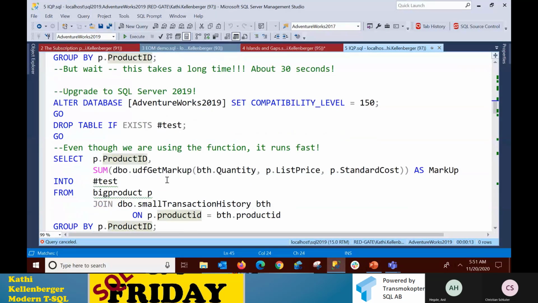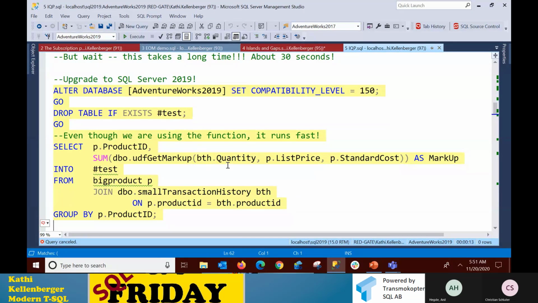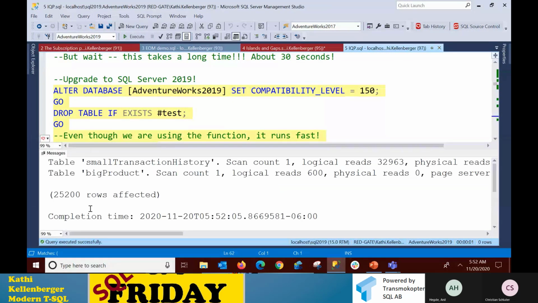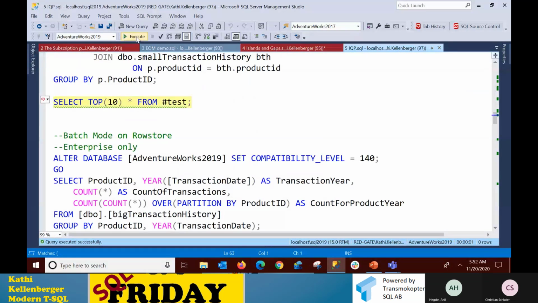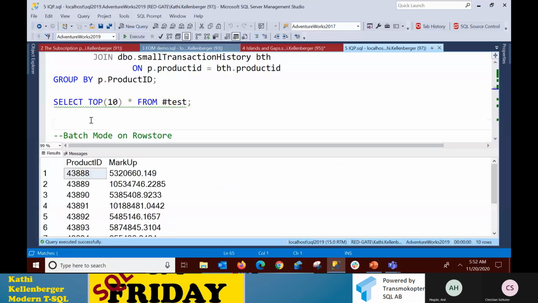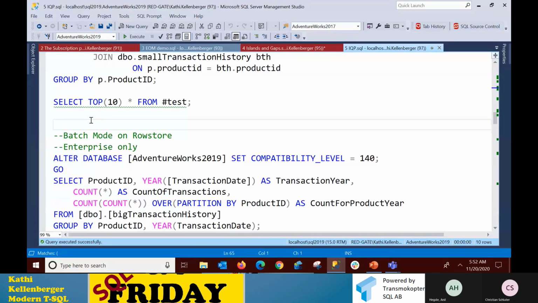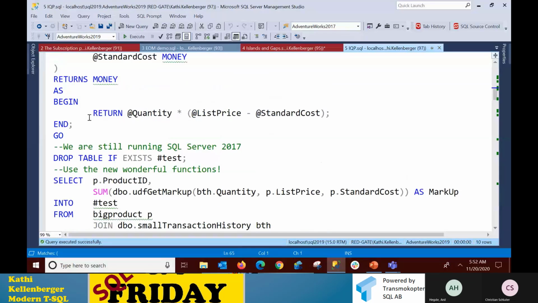So all of a sudden, even though it's the same formula, just by adding that UDF, I've killed the performance. But if I upgrade to SQL Server 2019, and this is the same code as the previous example, the only difference is that I've upgraded to 2019, it runs really fast, about a second. And I can see that it worked. But this is not going to work on every scalar UDF. This is called scalar UDF inlining. It is not going to work all the time.